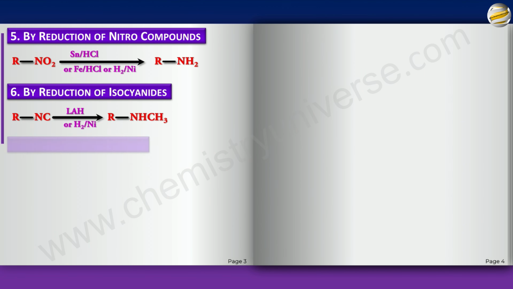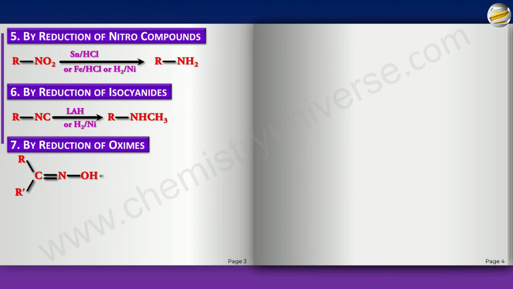You can do it by the reduction of oximes. You take oximes, you treat it with Na/EtOH or LAH, and you'll get 1 H on carbon, and you'll get 2 H on nitrogen, and the double bond gets removed, and the OH goes off as water, and you will get again a primary amine. All of these are giving you primary amines, except perhaps the isocyanide.